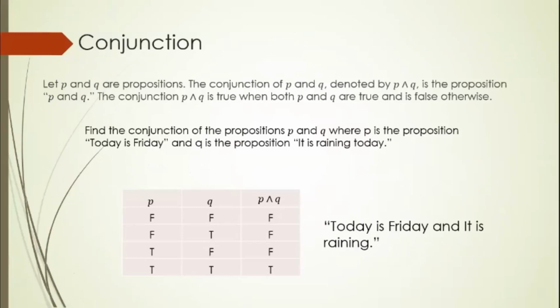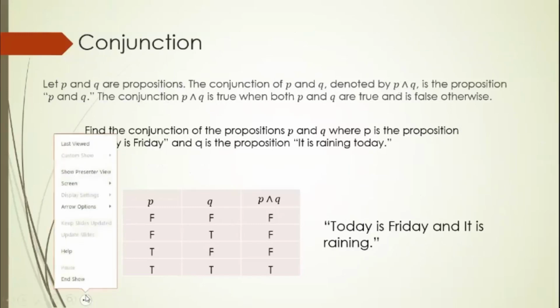The second one is conjunction. Let P and Q be propositions. The conjunction of P and Q, denoted by this symbol, P and arrowhead Q, is the proposition P and Q. The conjunction P and Q is true, as it is stated here. Let me just use my highlighter. P and Q is true when both P and Q are true.